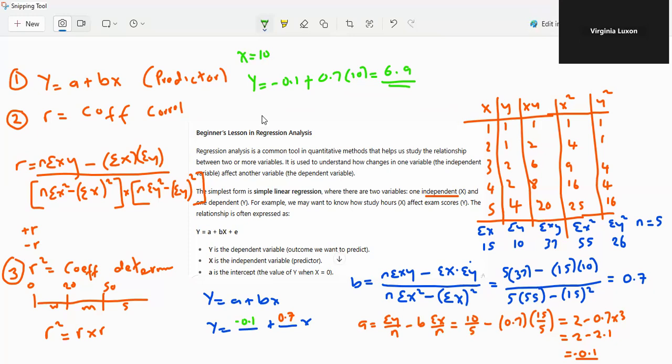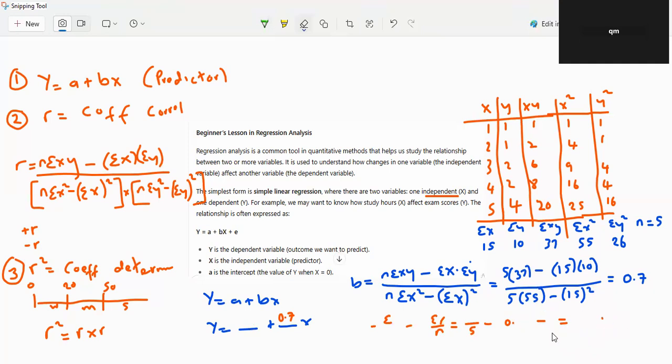So the next question is find R and R squared and interpret. Find R and R squared and interpret. So now R stands for what? Coefficient of correlation. What is the job of R? To show you whether it's a negative relationship or a positive relationship. Remember you had told me from your observation it was a positive relationship. Now we need to prove that by calculating it.